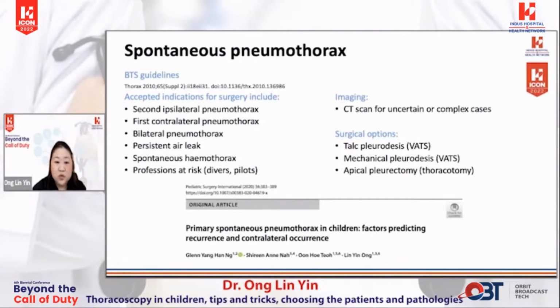Our team recently reviewed our patients with spontaneous pneumothorax and found a couple of interesting things. Number one, interestingly, surgery at the time of first presentation was predictive for a contralateral occurrence. And second, that CT scan was not sensitive for the detection of blebs and was not able to predict the need for surgery.